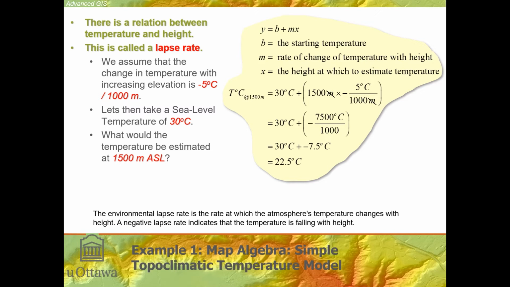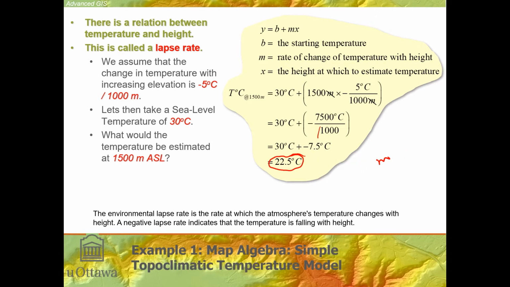And then we work out arithmetically, well, 1,500 times negative 5 is negative 7,500 degrees Celsius over 1,000. And that works out to be negative 7.5 degrees. So 30 plus negative 7.5 is the same as 30 minus 7.5 degrees. And the answer then is 22.5 degrees Celsius at 1,500 meters ASL, above sea level.